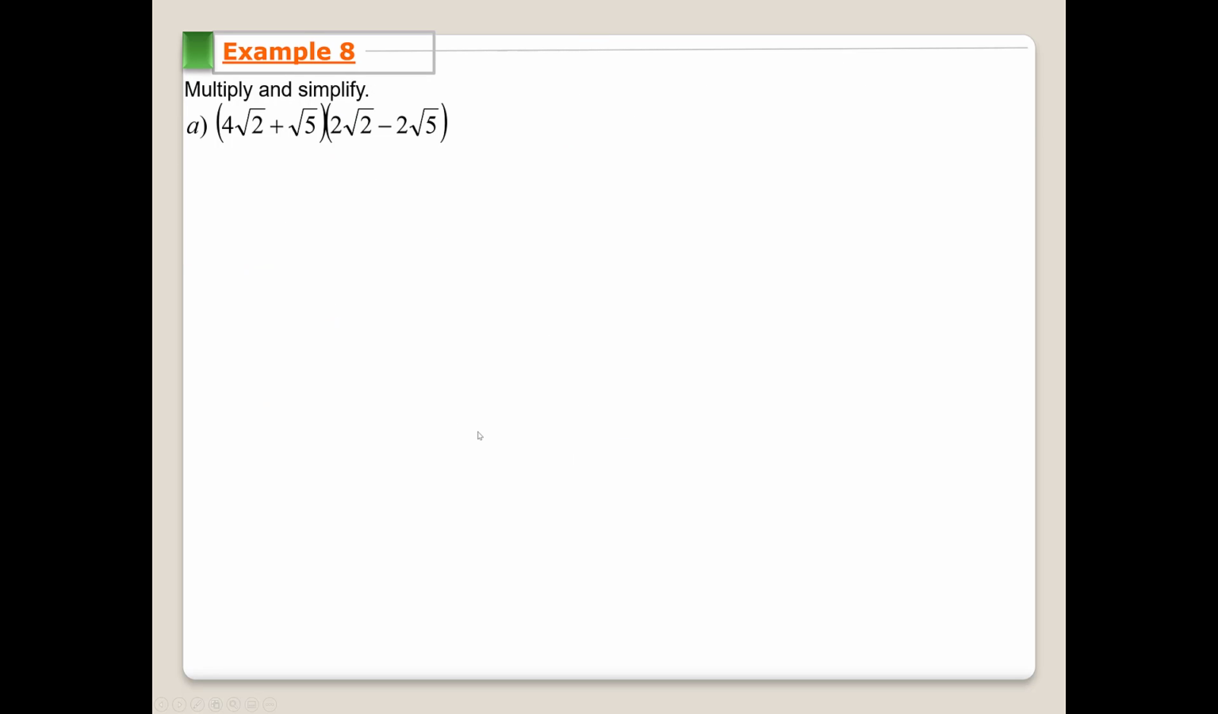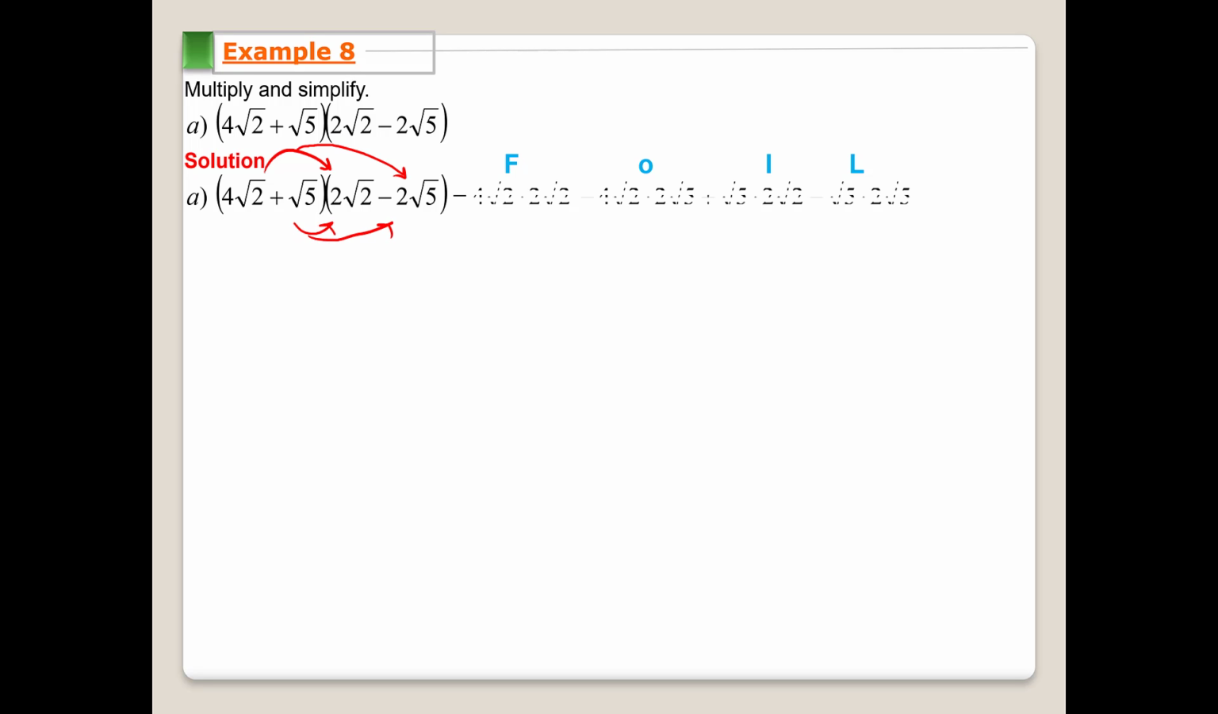Okay. So we can do the same thing on this example. We're going to write out this problem using the FOIL method. Again, first, taking 4 square root of 2 times 2 square root of 2. Then you're going to take 4 square root of 2 times the negative 2 square root of 5. And then you take the inner, square root of 5 times 2 square root of 2, and the square root of 5 times negative 2 square root of 2. And there we have it written out just like that.